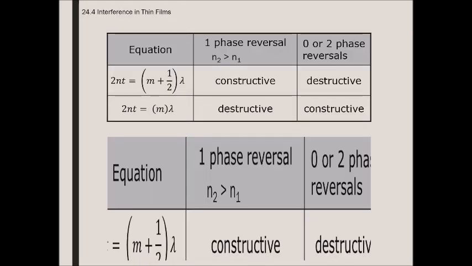So here's a nice handy table. If there's one phase reversal, then we use this equation for constructive and this one for destructive interference. And if there's an even number of phase reversals, 0 or 2, we flip the equations over, because there's either one less phase reversal or one more phase reversal. And if we have two phase reversals, they basically cancel each other out.